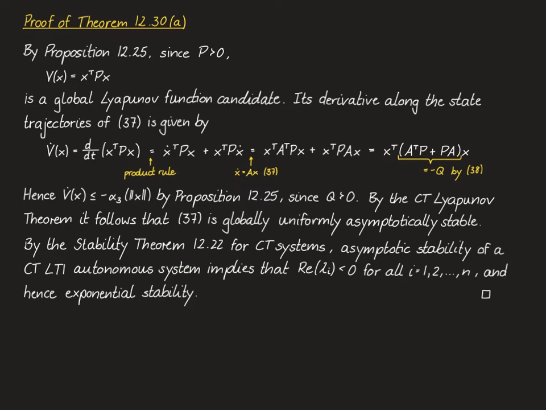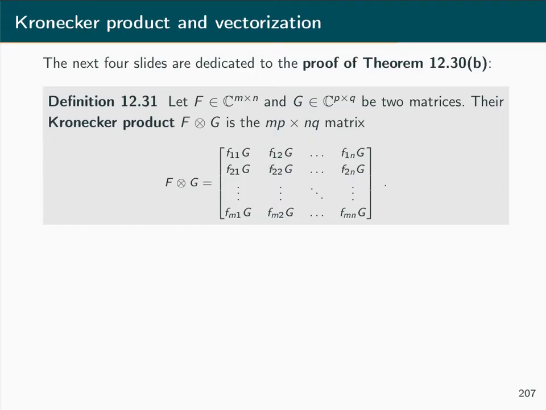This concludes our proof of Theorem 12.30 part A, whereas the proof of part B is harder and will require several additional steps. Hence, the next 4 slides are dedicated to the proof of Theorem 12.30 part B. The first step is definition 12.31, which defines the Kronecker product of two matrices.